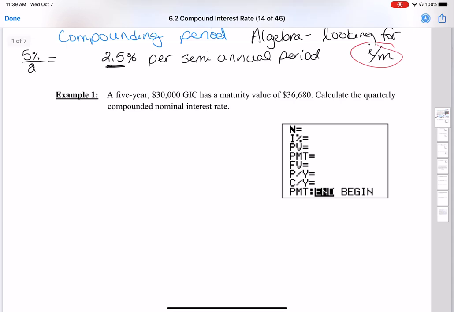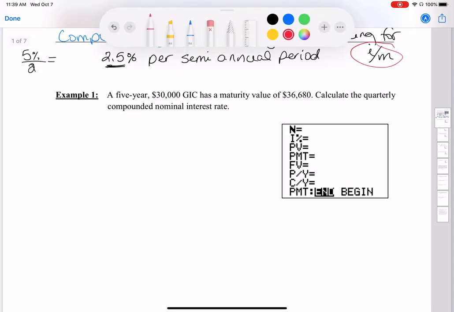All right, so let's do an example. It says a 5-year, $30,000 GIC has a maturity value of $36,680. Calculate the quarterly compounded nominal interest rate. Okay, so this question's asking for nominal. So we're going to want to solve for I, but I'm going to solve for both of them and show you how those two solutions might look.